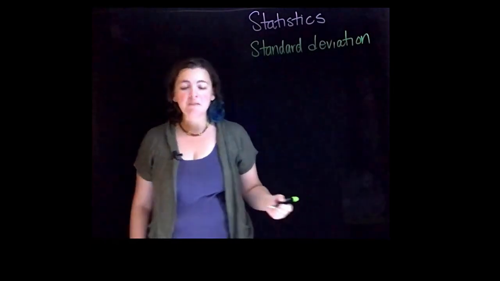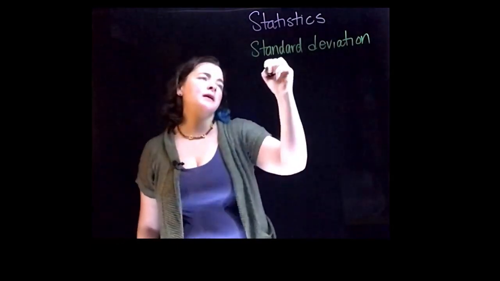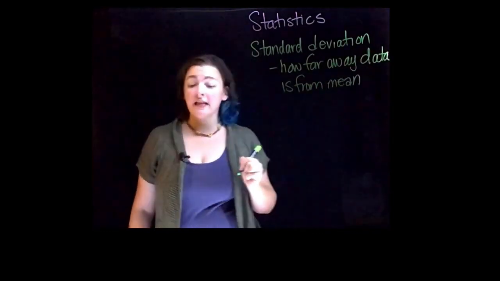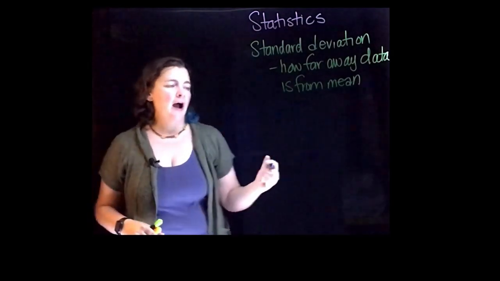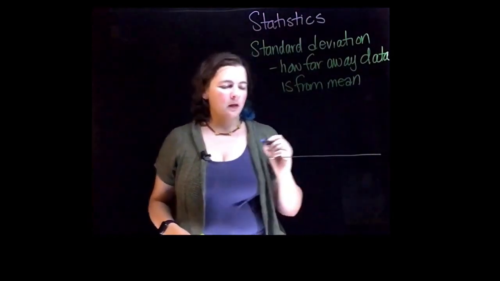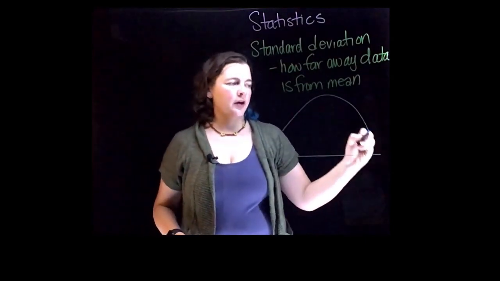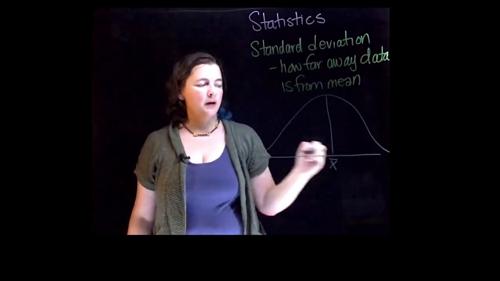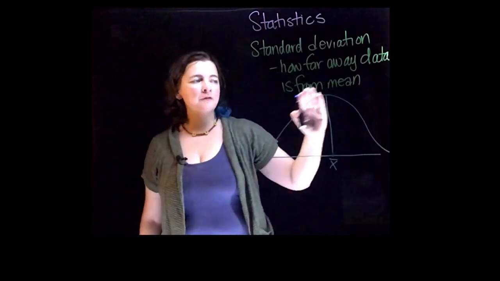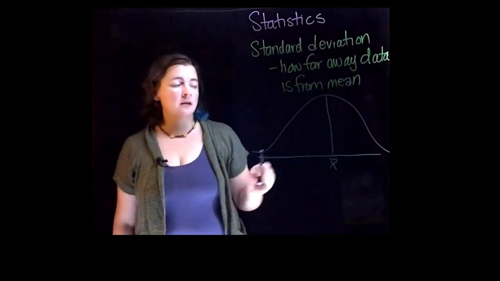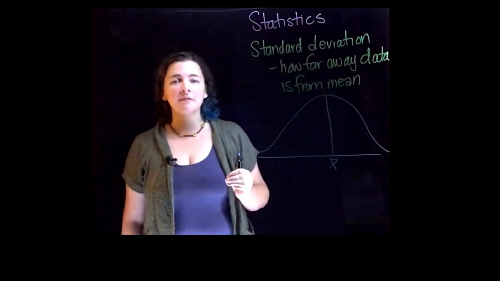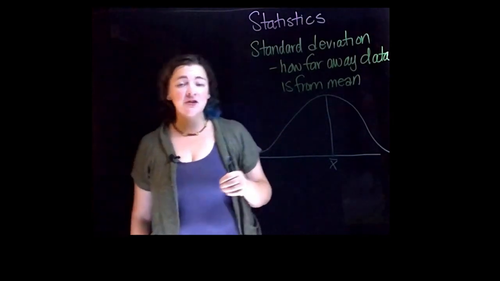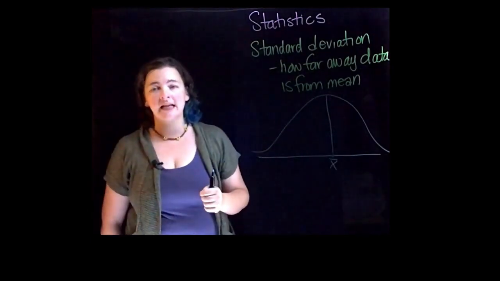Standard deviation is going to be the measurement of how far away the data is from the mean. It's going to look at how spread out the data is. So let's take a look at a quick graph. This is a standard curve, meaning that here is the mean, or x bar, and then we have quite a bit of data that falls right near that mean, and as we move further away from the mean, we have fewer data points. We can take a look at standard deviation and see how far away some of this data is.